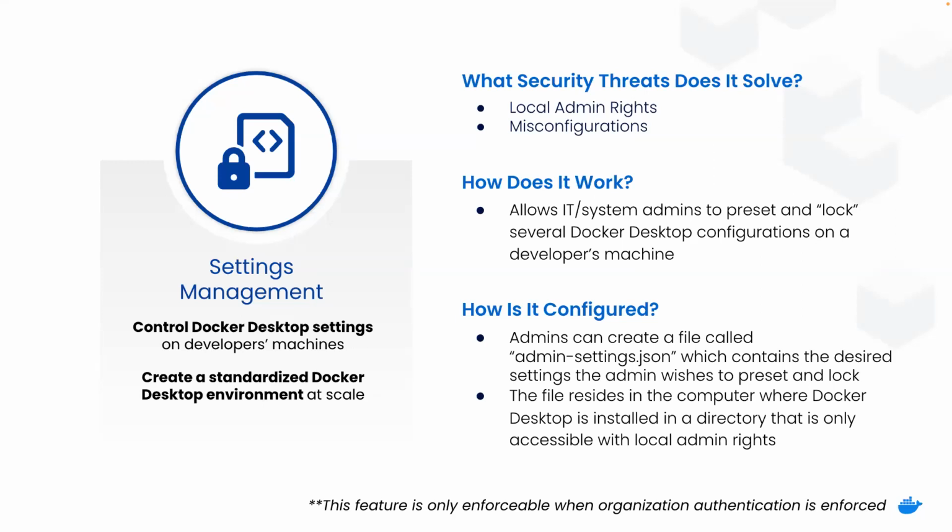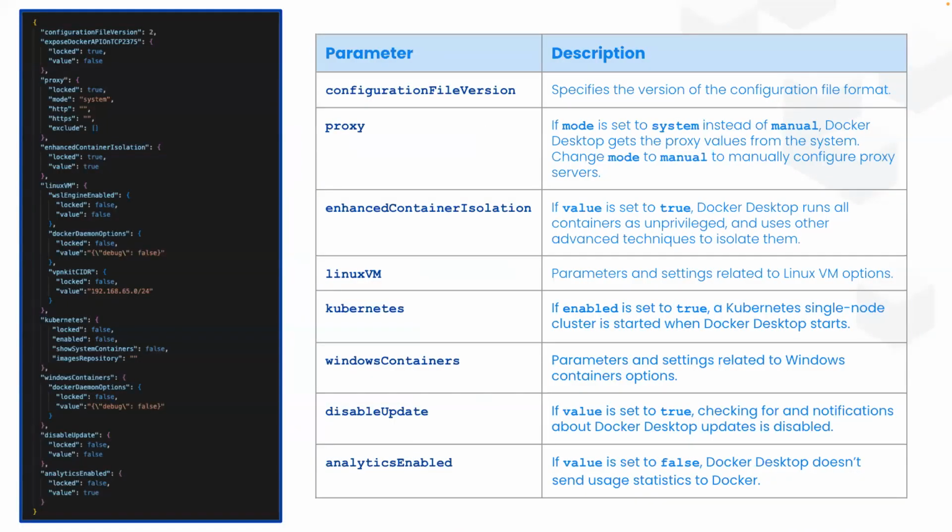On the next slide, I have an example of what this file might look like. This is taken right from our documentation, but it is essentially a list of settings with pre-configured values. You can see we have Kubernetes settings, and we have enhanced container isolation, which I'll talk about next. Again, as I mentioned before, things like proxy settings and automatic updates that might be important to lock down are handled here as well. Disabling the automatic sending out of anonymized usage data could be important just for privacy purposes.